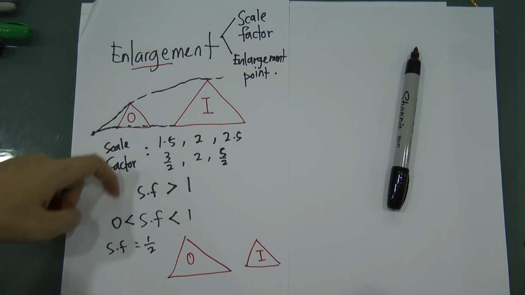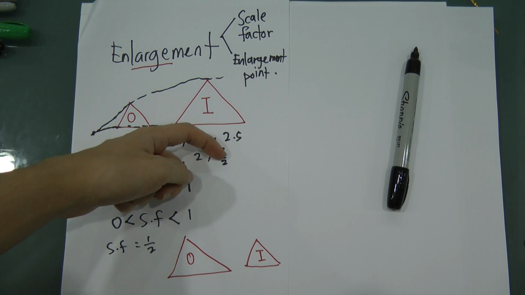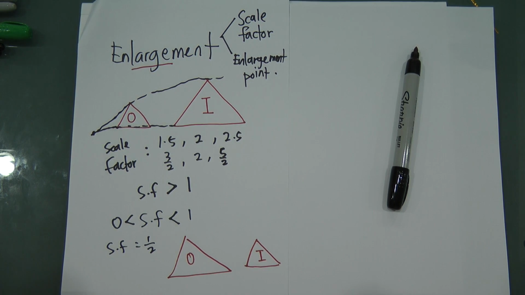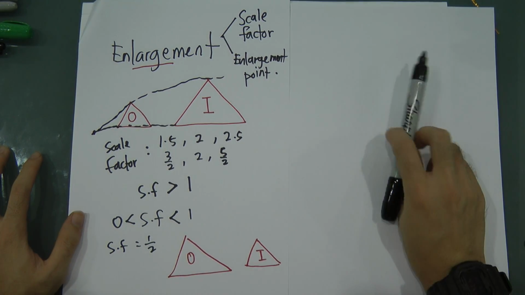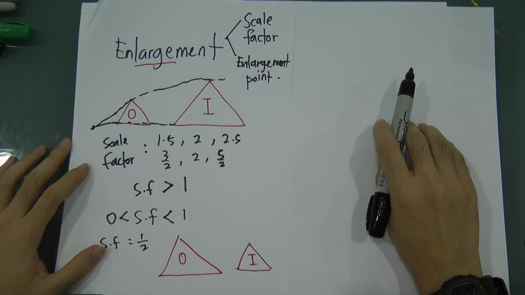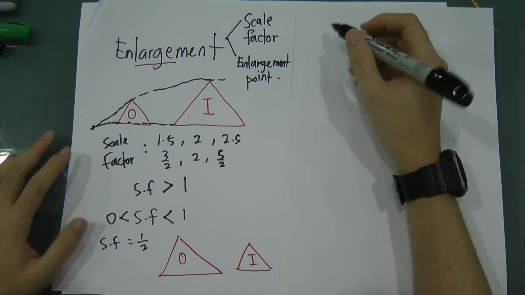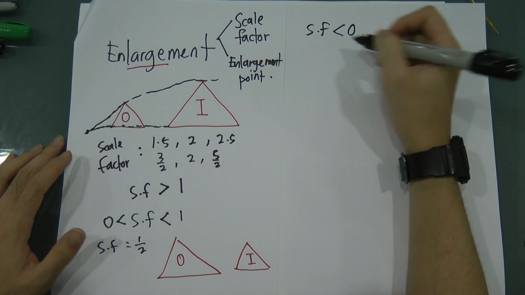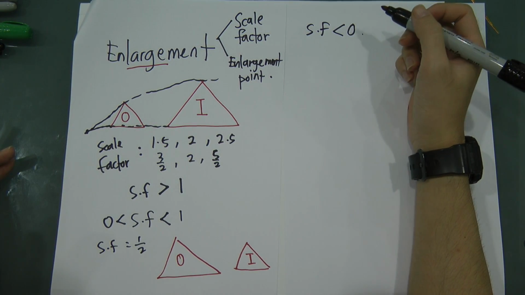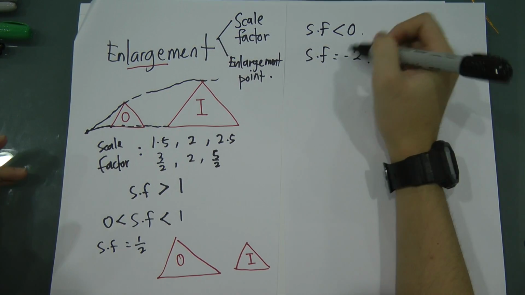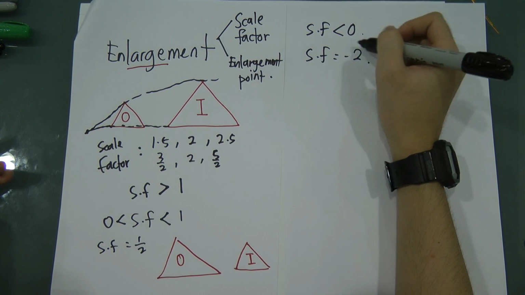If the scale factor is bigger than 1, like 3 over 2, 2, 5 over 2, or 3, you know the image is bigger than the object. Alright, this is some basics. One more thing: what is the meaning when the scale factor is less than 0? Less than 0 means the scale factor is negative, and a lot of students, when they see a scale factor like -2, get very confused about how this will work.